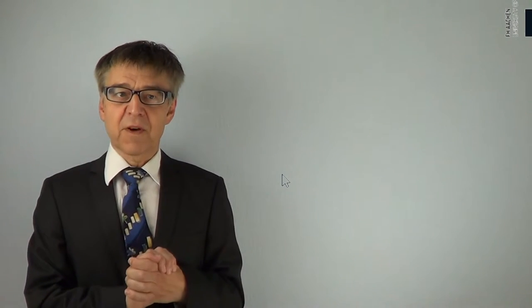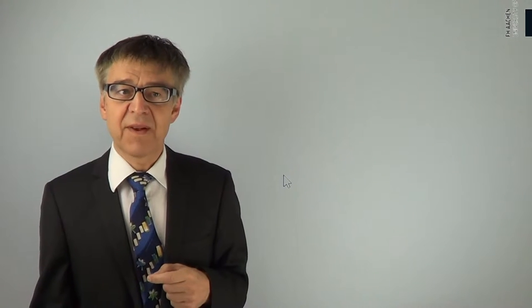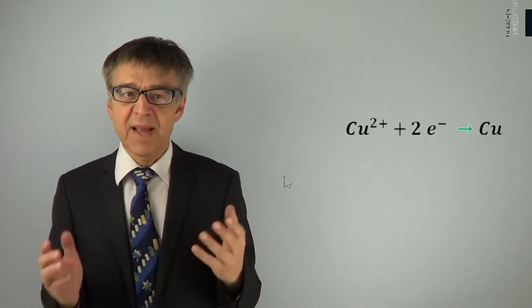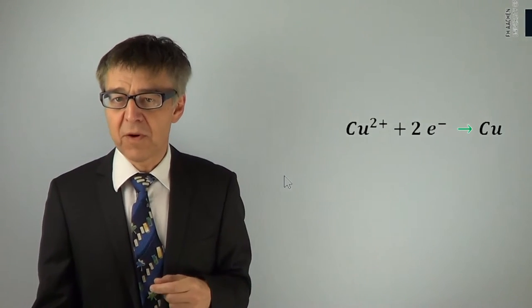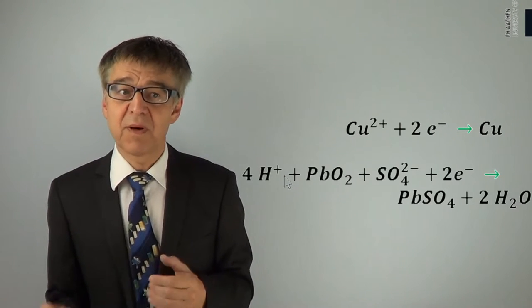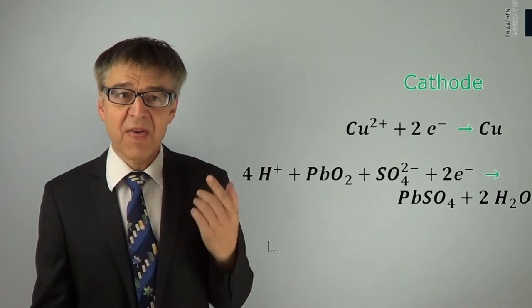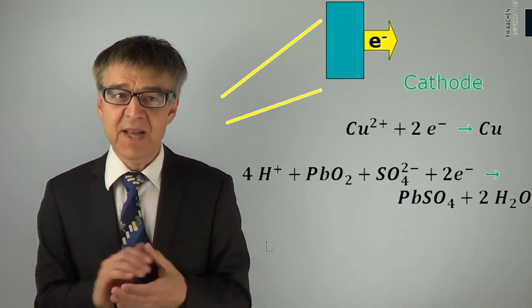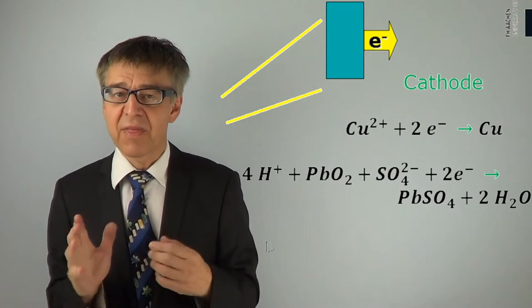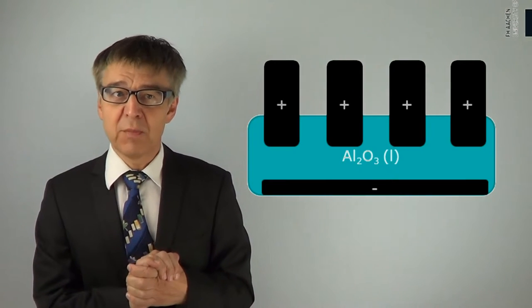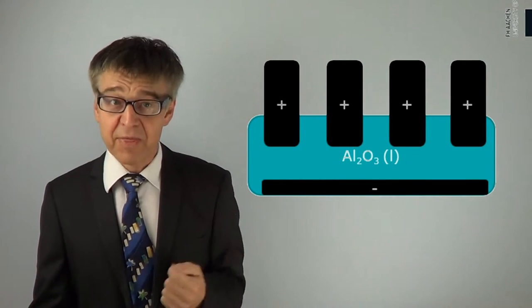In the electrolysis of copper chloride, copper is produced at the negative terminal. The following reduction process takes place. In the lead dioxide lead battery, the reduction of lead 4 to lead 2 sulfate takes place at the positive terminal. In the electrolysis cell, the reduction is enforced, the cathode is negative. With a galvanic cell, the reduction runs voluntarily, the cathode is positive. In the zinc-carbon battery, the negative terminal is the anode. In the electrolysis of alumina, the negative terminal is the cathode.